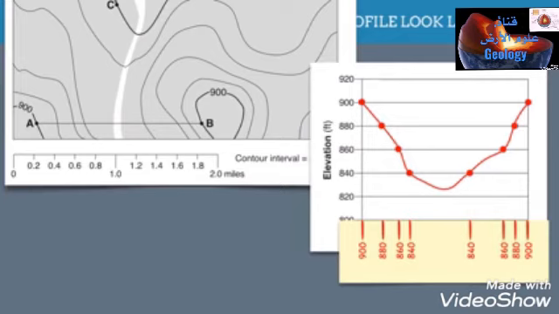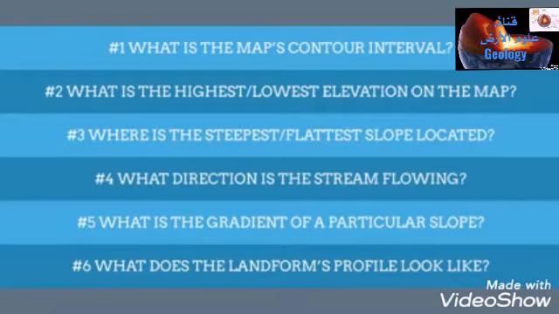That white stream there, that would be flowing down at the bottom of this valley. And so that's some basic topographic map analysis.